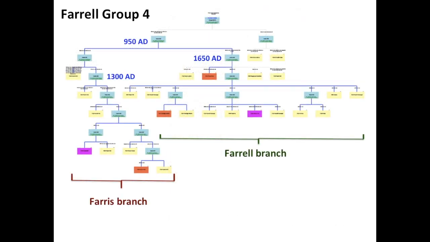We did do this SAP tree, and what it actually did was it split the members of this group into two separate branches. There was a branch that was dominated by the Farris surname, and a branch that was dominated by the Farrell surname. The Farrell branch goes back to about 1650 AD, the Farris branch goes back to about 1300 AD, and the common ancestor is about 950 AD. Broad brush strokes for these dates, plus or minus 300 years.